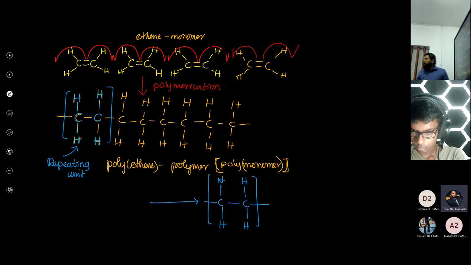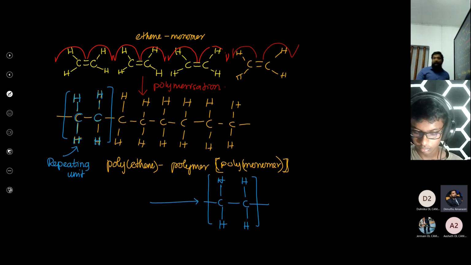bracket. Suppose there are 100 monomers combined. How many repeating units must be there? If 100 monomers combined, how many repeating units must be there? 100, right? Simple thing. 100. 500 monomers combined, 500 repeating units. We don't know the number.